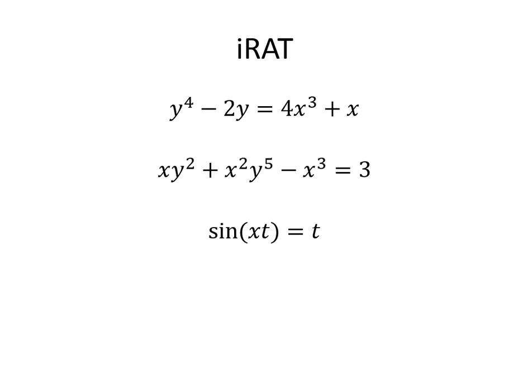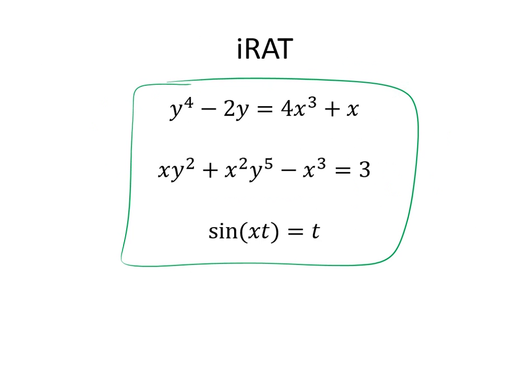Okay. All right. So your IRAT. What your IRAT is? So IRAT is your individual readiness assurance test. So what you're going to do here is that you're going to do implicit differentiation on each of these in terms of x. So just like what we've done before with these. So the first one you want to find dy over dx, the second one also dy over dx, and the third one you want to find dt over dx. Okay. So again, in terms of x.